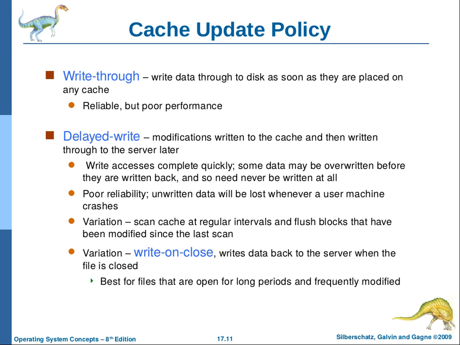Cache update. We talked about write through. With your regular caches, if someone writes to it, it's going to write through to the main memory. The nice thing here is it's very reliable, because it waits until your main memory or the server has completed the write. But the problem is there's usually poor performance, because that means you have to write through the network and then come back.